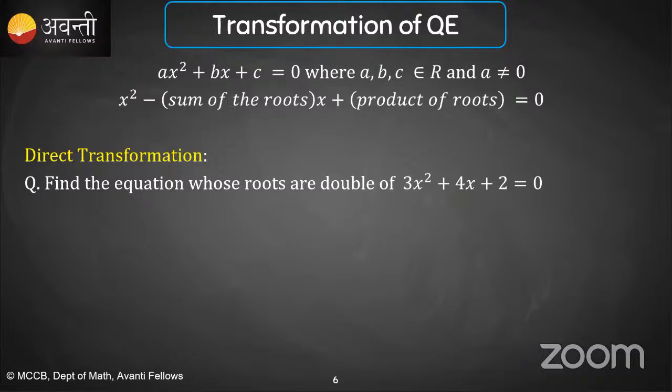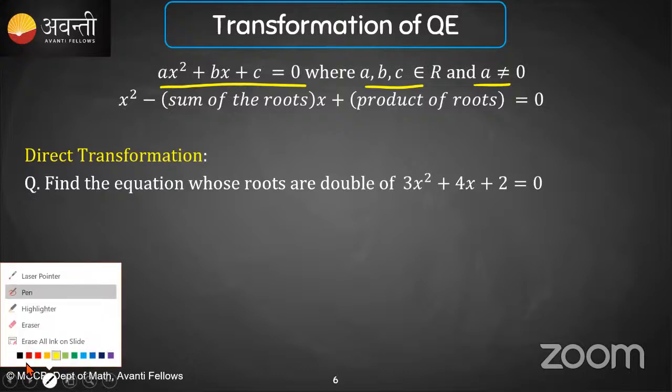So first of all, student, tell me, we all know that let ax square plus bx plus c is equal to 0 is a quadratic equation where a, b, c are real and a non-zero, right? So this quadratic equation can be written as x square minus sum of root into x plus product of root is equal to 0, right? Okay. So if you know that, then let's start with the transformation.